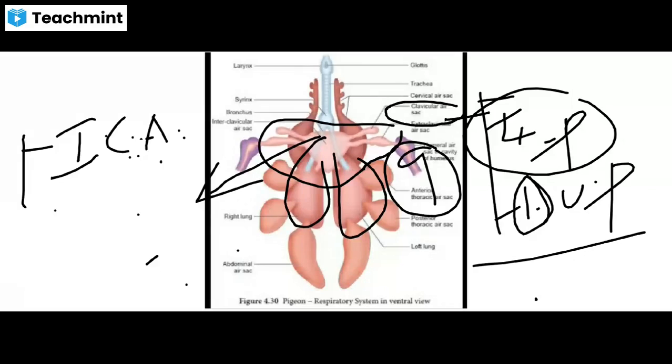So they are also helpful in thermoregulation and they help to remove the excess of temperature from the body. Next, they probably act as a balloon to provide lightness and buoyancy to the body.